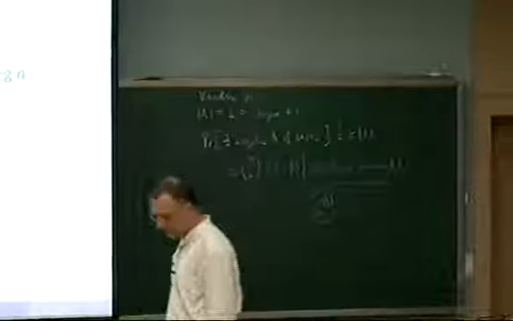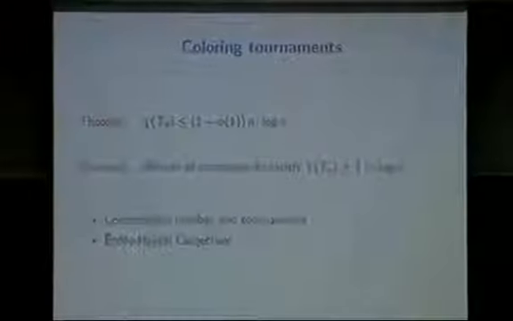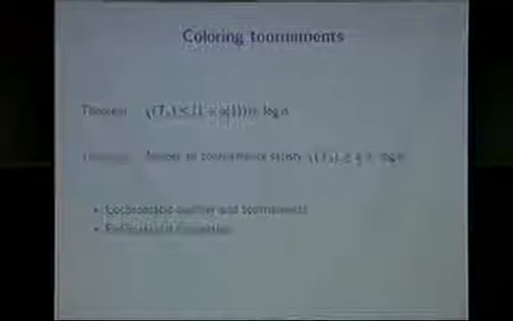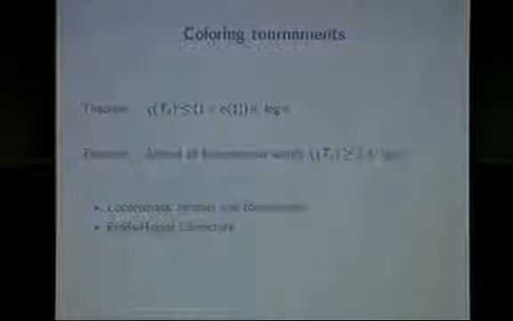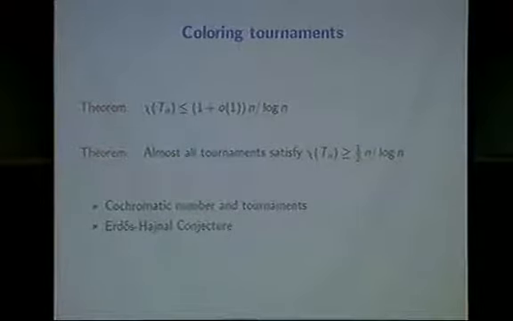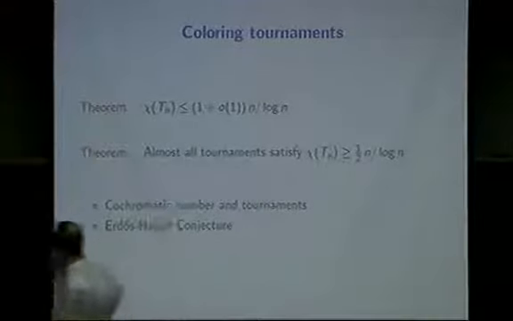Now another issue: the chromatic number of tournaments is related to some central conjectures in chromatic number theory. Let me just mention how. But I believe that Paul may speak in a little more detail about this topic, so I won't go into it. But let me just mention co-chromatic number.